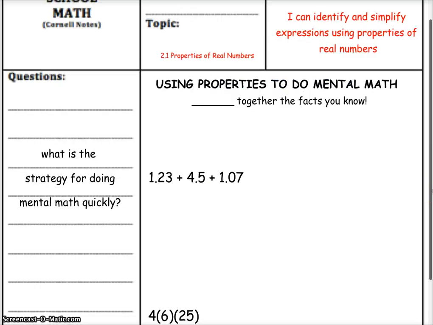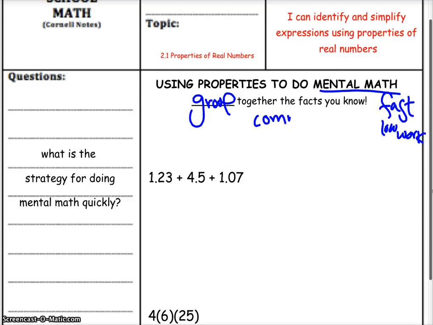Okay, using properties, we do this to use mental math. Mental math equals fast math. If you're not doing it fast, you're not utilizing mental math. Okay? And minimal work. Mental math is fast and low work involved. What you want to do is utilize commutative or associative properties to group together facts you know. You usually use commutative and associative, regrouping, flipping.